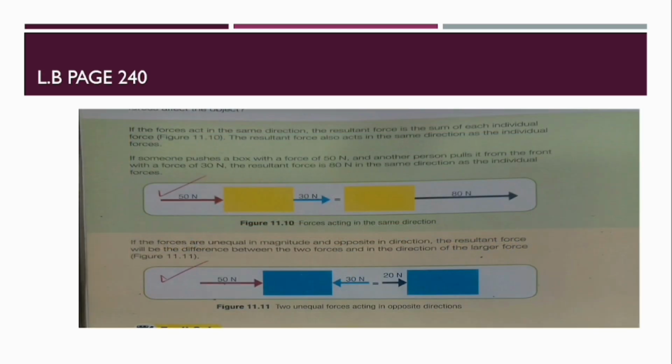We can calculate the resultant of the forces simply. When two forces are acting in the same direction, like the arrowhead is showing the direction, and if the two forces are acting in the same direction, we will simply add them up. So adding these two forces will give us the resultant of these forces.